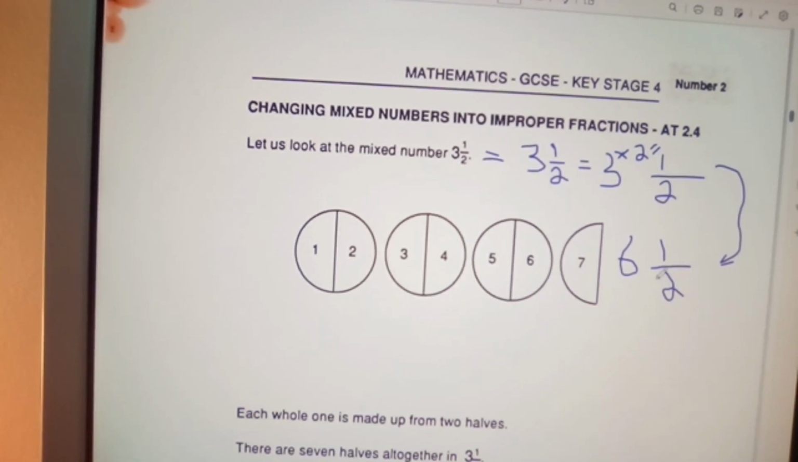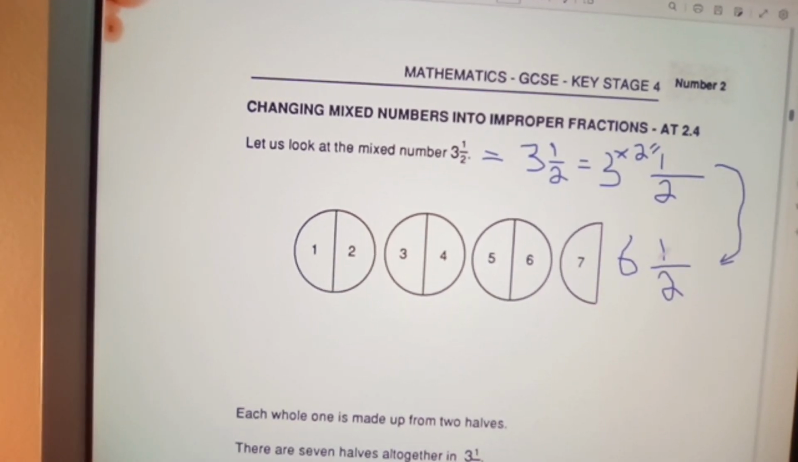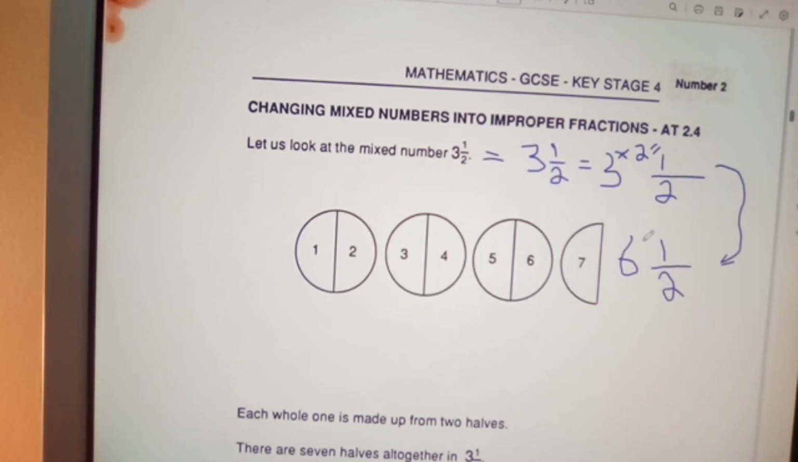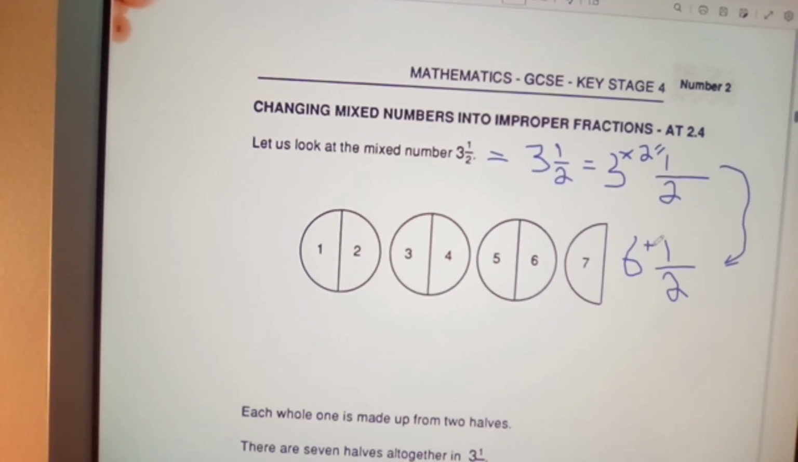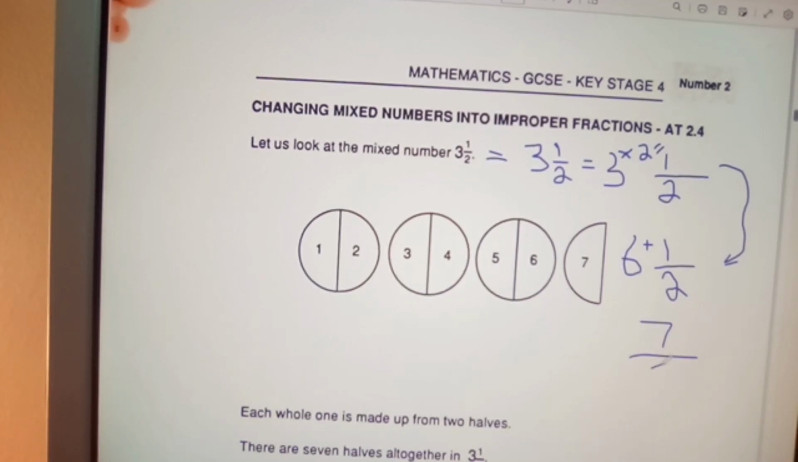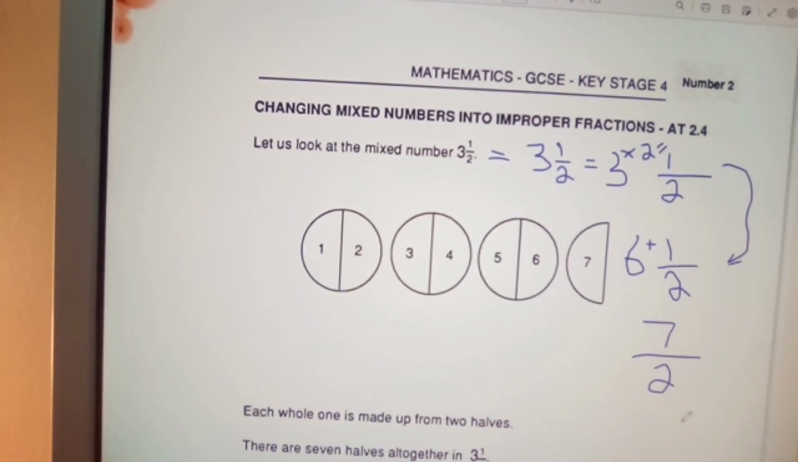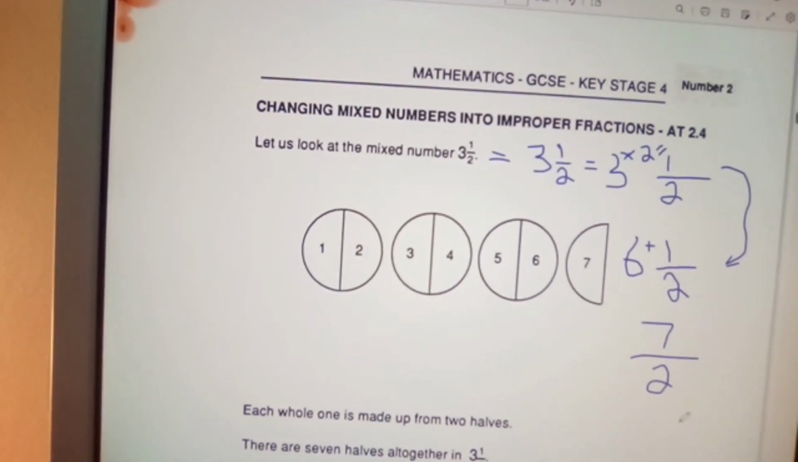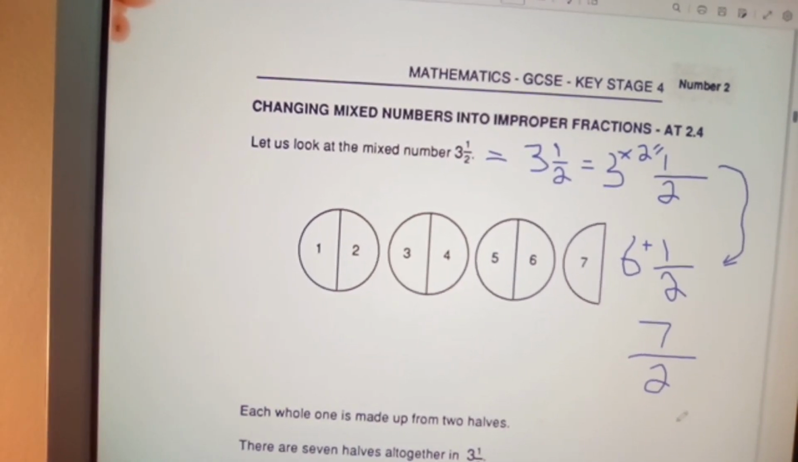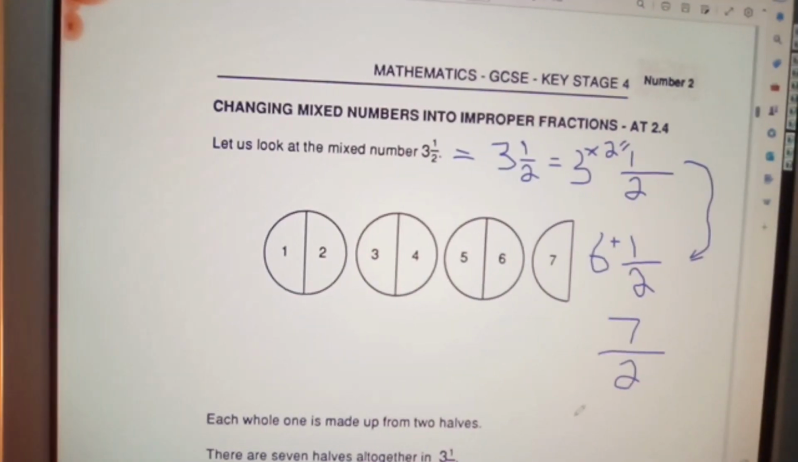I now need to add that 6 to this one. So that's going to be a plus sign here now. So 6 plus 1 makes it 7 over 2. And that's our improper fraction, meaning that the number at the top is heavier, it's bigger than the number at the bottom.